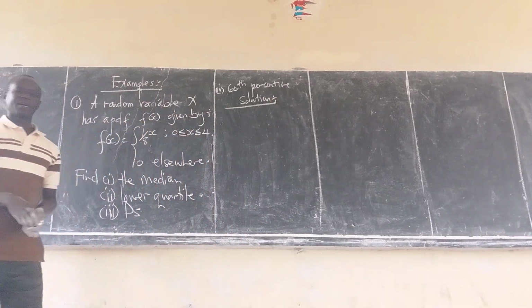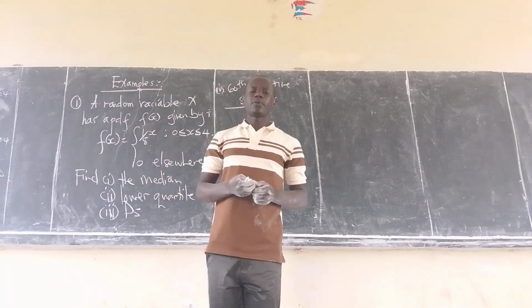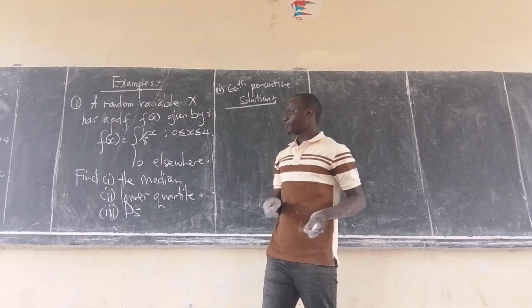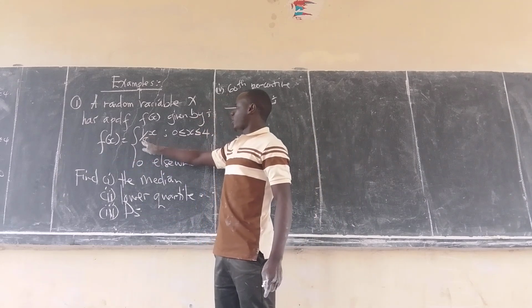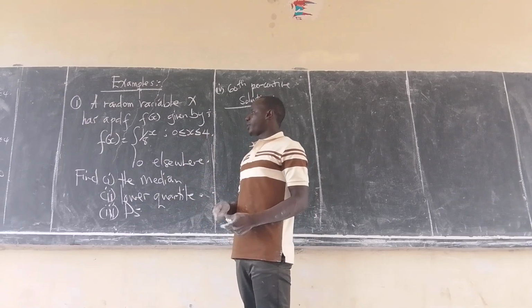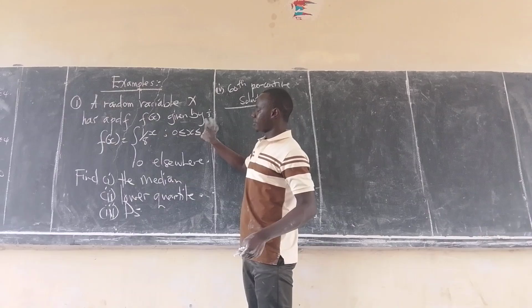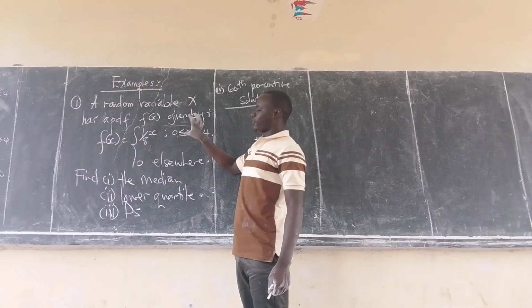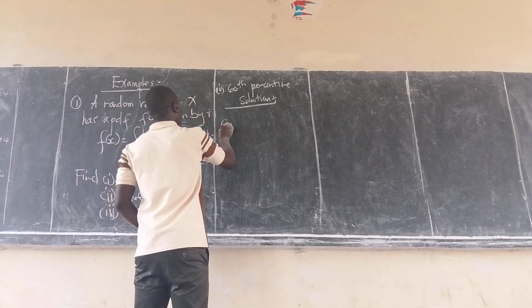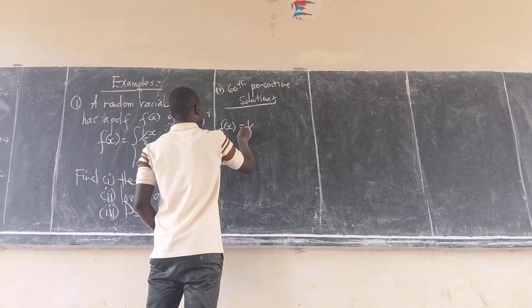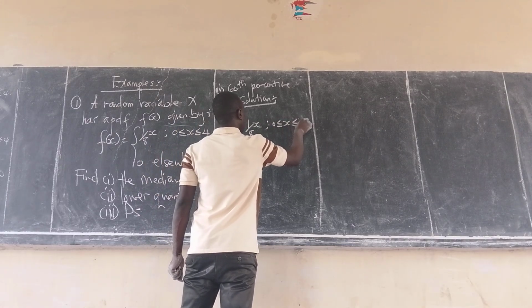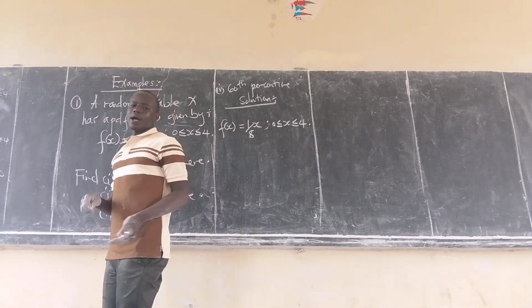First step, identify whether the PDF is simple or compound. Now we are examining our PDF which has been provided. F of x is equal to 1 over 8x, when x runs from 0 to 4. How do we know that it is simple? It must have only one interval. So because this has only one interval, it is simple. We have identified that the PDF is simple. So our f of x is 1 over 8x, when x is between 0 and 4.